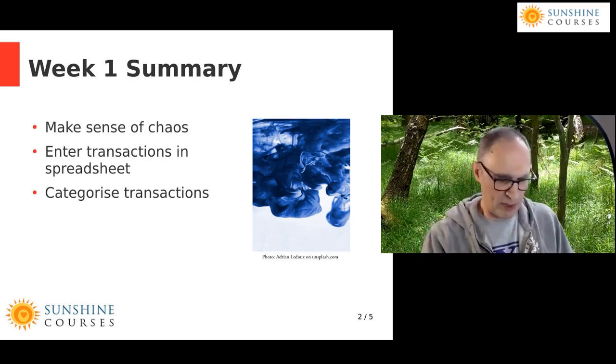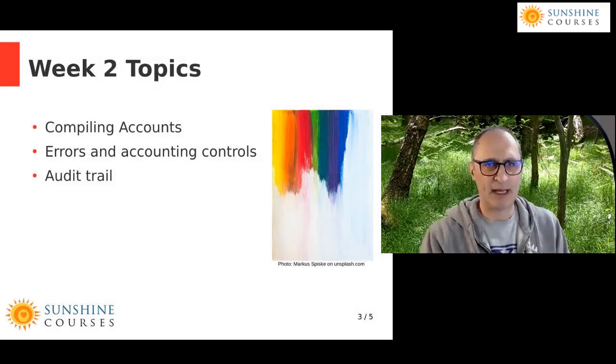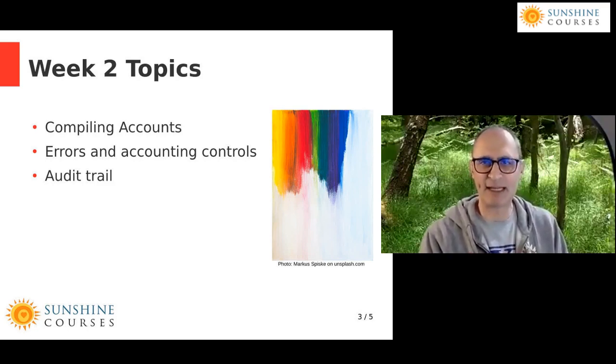The topics this week is about how we compile accounts, how we manage errors and set up accounting controls to minimize errors, and something called an audit trail. And an audit trail is something which has a much greater significance than it may seem, but it's all about how you track individual transactions once you have compiled everything together, and it's how you get back to the original transaction and the documentation that relates to it.